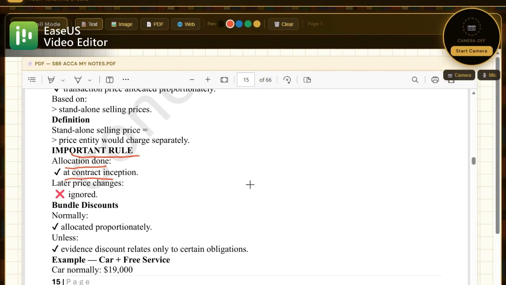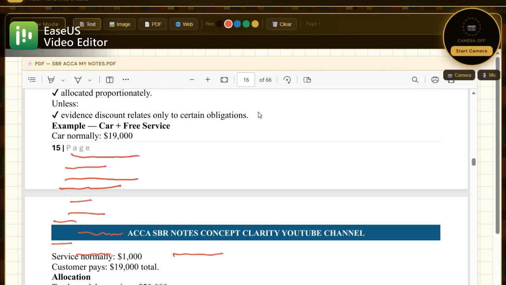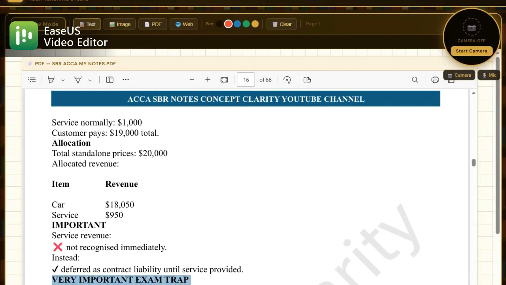Allocation is done at contract inception, as we have discussed. Later price changes are ignored, and bundle discounts are normally allocated proportionately unless there is evidence the discount relates only to a certain obligation. This means discounts are normally allocated proportionately across all obligations. But if there is clear evidence that the discount relates only to a certain obligation, then allocate it only to that one. Otherwise, allocate proportionately across all obligations. Clear? Then we discussed the example of the 19,000 car and services.